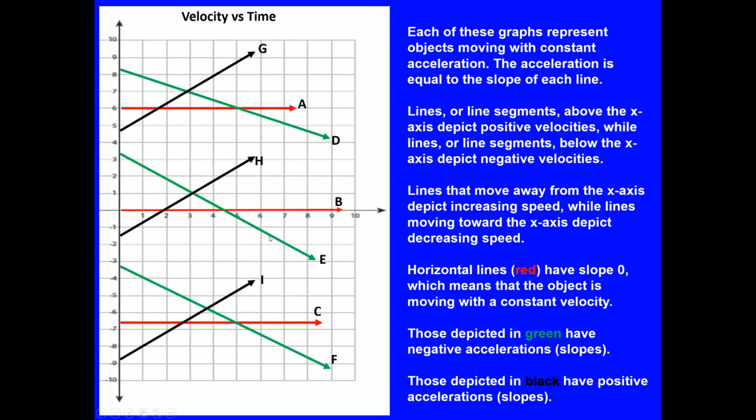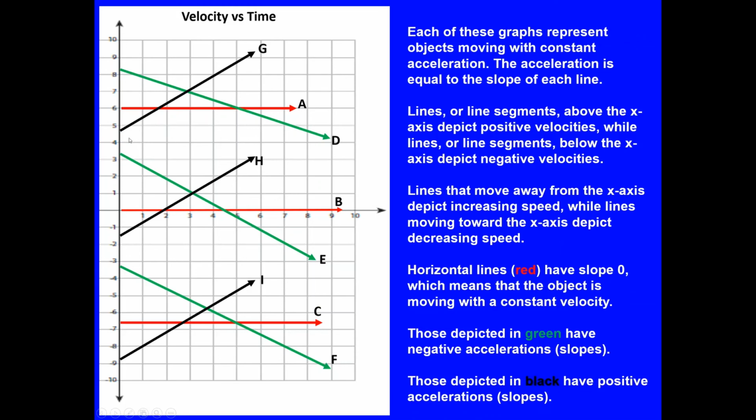Now, to know if the object is speeding up or slowing down, you could look at the absolute values of the y-coordinates, the velocities, or you could keep a simple little process in mind. If your car's speedometer is moving away from 0, then you're speeding up. And when your car's speedometer is moving towards 0, you're slowing down. Well, that's also true with velocity graphs.